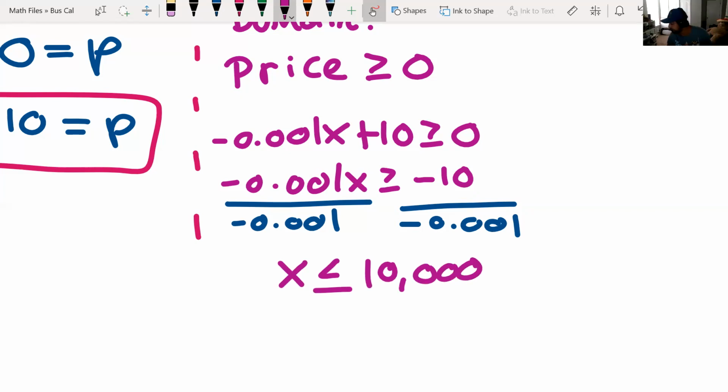10,000. Let me just make sure. Yep. That's 10,000. Okay. So the last thing we have to do is piece it together. And this is going to be a double inequality, or what they call a compound inequality, because the first piece of the inequality started up here.